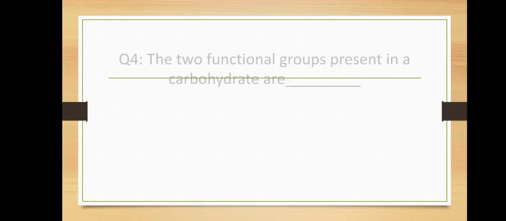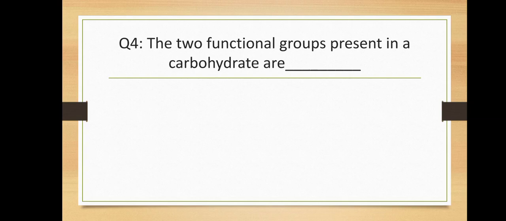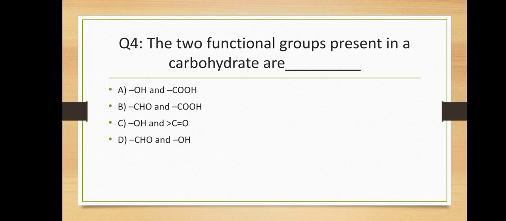Next one, question number 4. The two functional groups present in carbohydrates are: options are: option A hydroxyl and COOH carboxylic acid, option B CHO aldehyde group and carboxylic group, option C hydroxyl group and carbonyl group, and option D aldehyde group and hydroxyl group. So the correct answer of this question is C, hydroxyl group and carbonyl group.